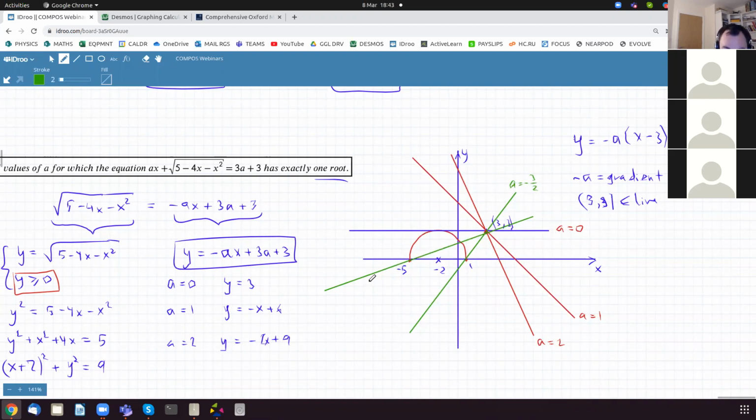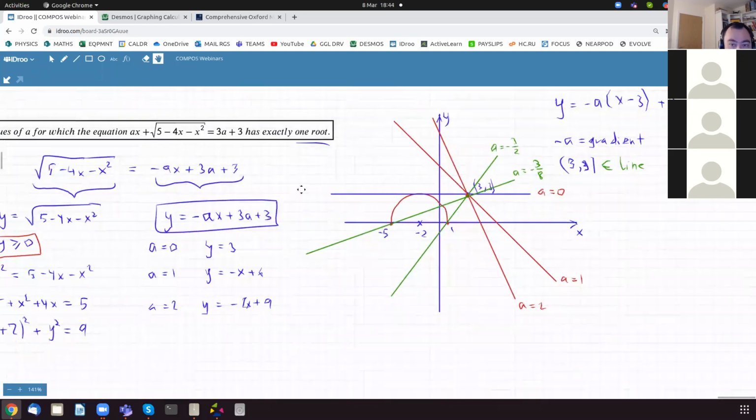If it goes like this, the gradient is 3 over 8, so A is minus 3/8. The point 3, 3 belongs to the line, is on the line. And then if A is between 0 and minus 3/8, there are 2 solutions, 2 points of intersection.